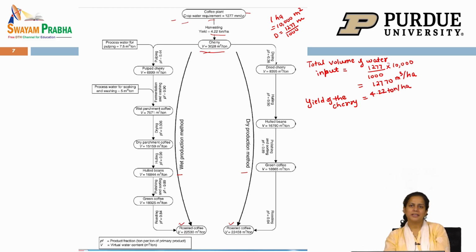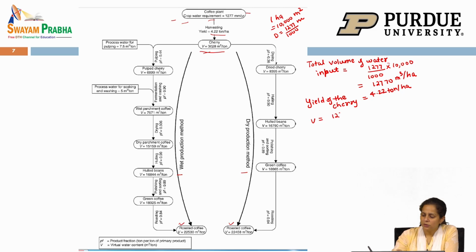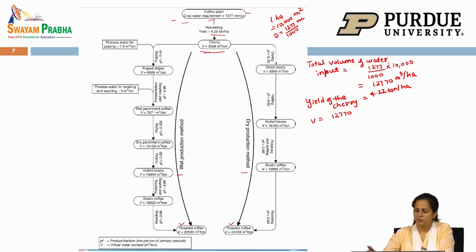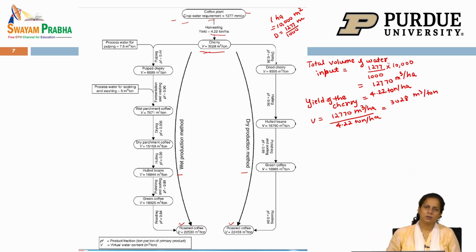So, now that you know the yield and the total water consumption, we can calculate the virtual water, and your virtual water is basically the 12770 meter cube per hectare divided by the yield. So, 4.22 ton per hectare. So, that will give us the value of 3028 meter cube per ton, which means that for each ton of cherry production, we need about 3028 meter cube of water.